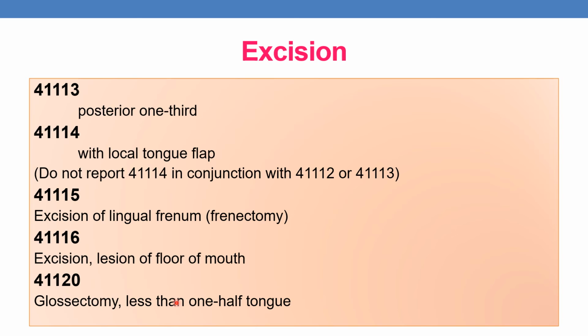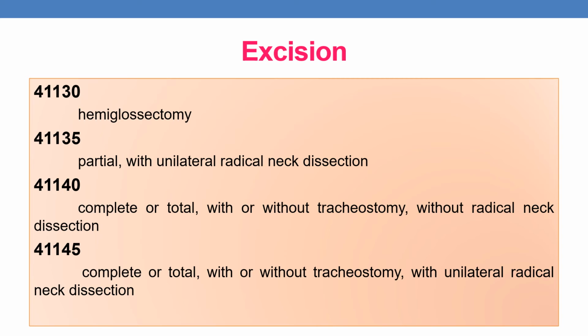41120. Glossectomy less than 1/2 tongue. And for hemiglossectomy, the CPT is 10030. That is glossectomy, hemiglossectomy, that is half of the tongue. The next is 41135. Glossectomy partial with the unilateral radical neck dissection.